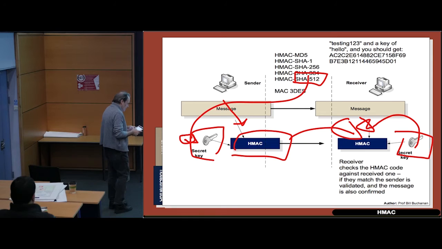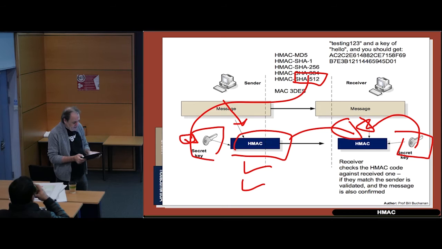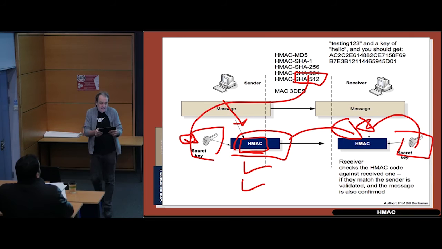Yeah, that's right. It identifies that I'm still me, somebody's not hijacked it, and it checks the integrity of the message. So the MAC will typically go along with the message, and it allows us to verify that the person is who they say they are and continues to be.